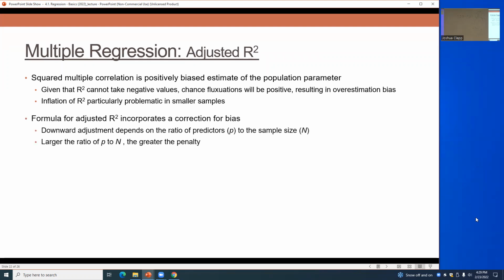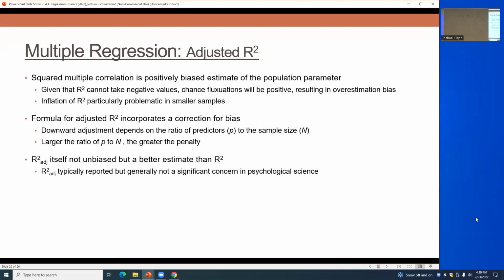Okay. So what you see in your output is an adjusted R squared. Adjusted R squared incorporates a correction. What we see is a downward correction based on the ratio of predictors to sample size, right? So if I've got a pretty small sample and 14 predictors, I'm going to take a big hit on that, right? The larger the ratio of my predictors to my sample size, the greater the penalty. Just as with omega squared, adjusted R squared is not unbiased. It's just a better estimate of R squared.